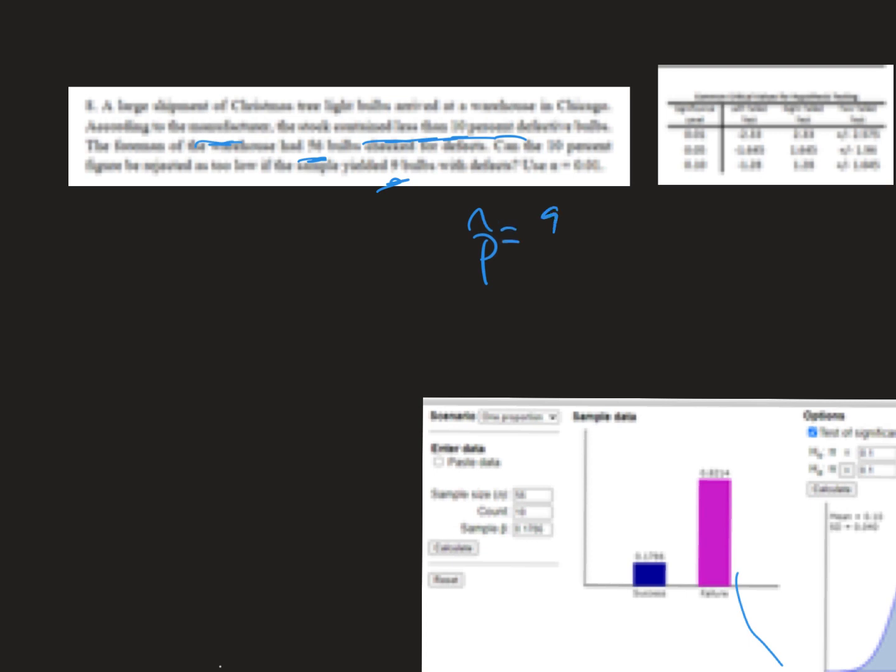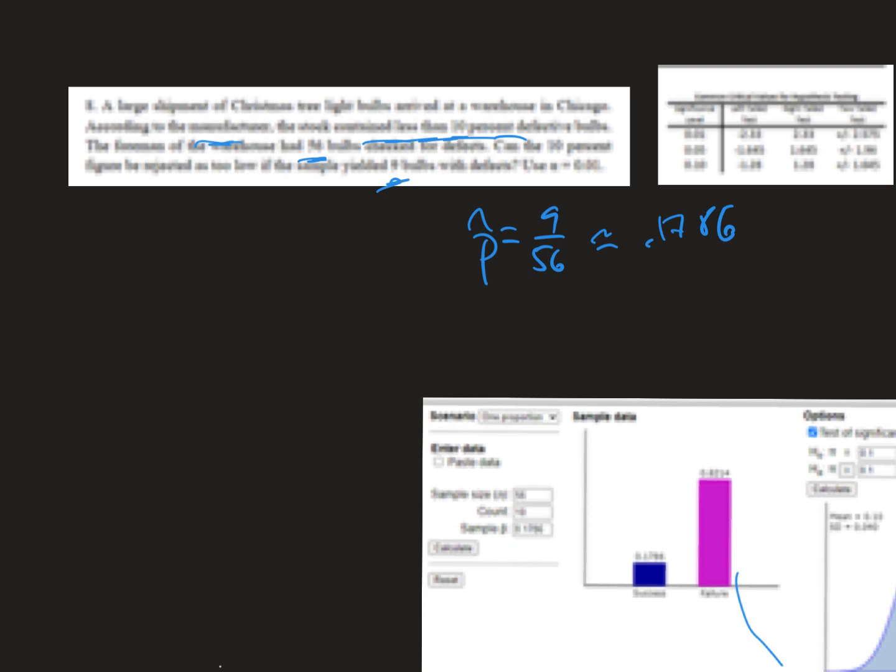P hat is equal to 9 over 56, which is about 0.1786. So almost 18%, which is a lot more than the 10% defective. So at least that point estimate would show that something's up.